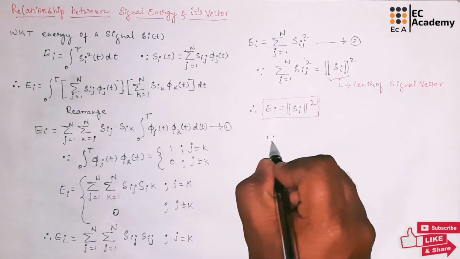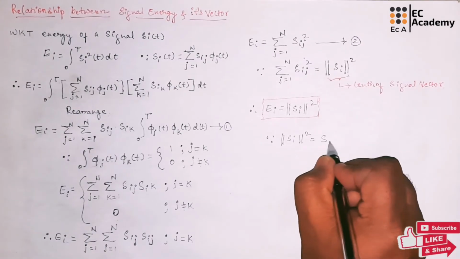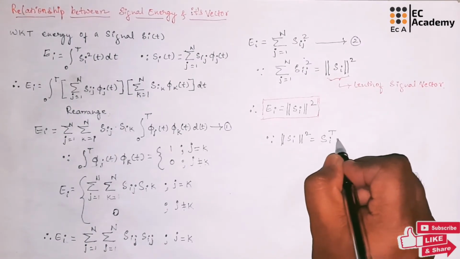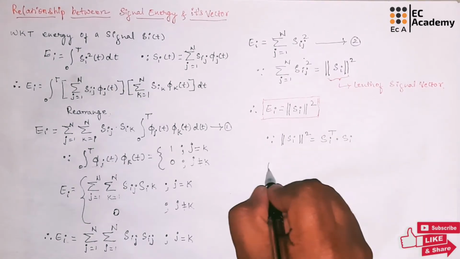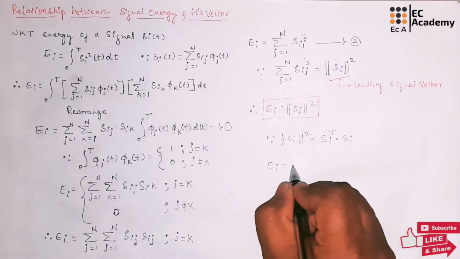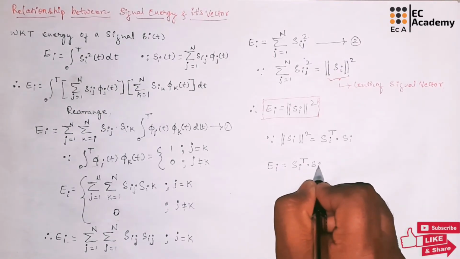Also, we know that length of signal vector whole square can be written as Si to the power of t into Si. So if we substitute this value in this equation, we can write the energy of the signal as Si to the power of t into Si.